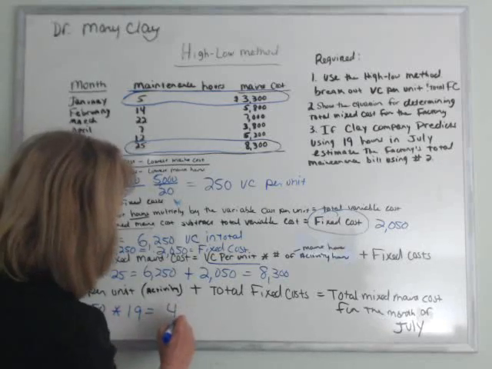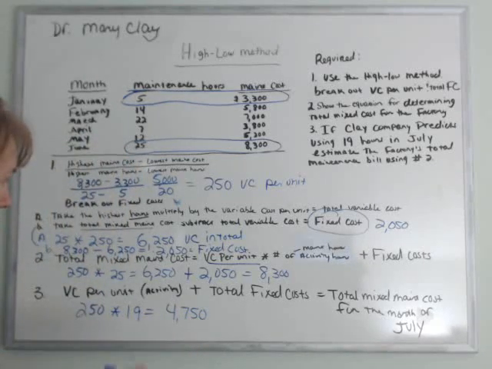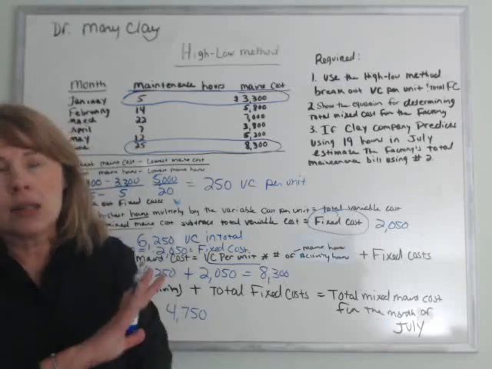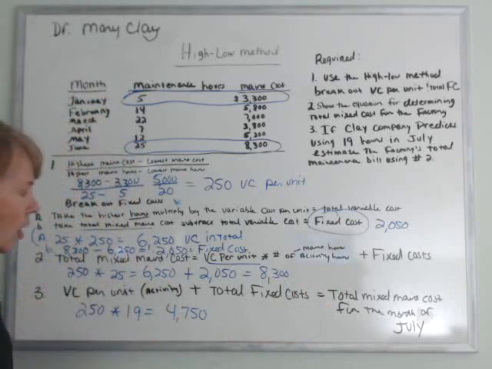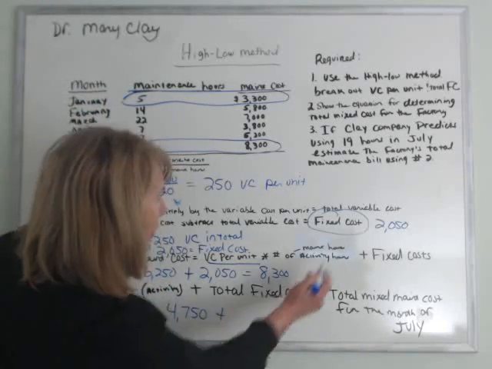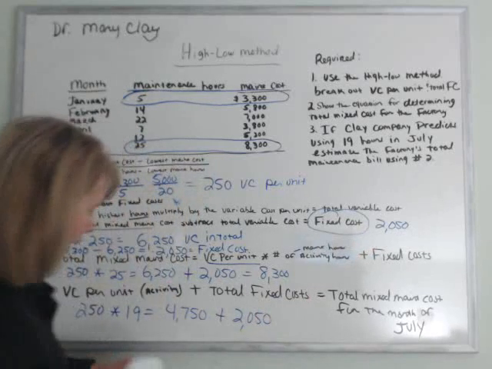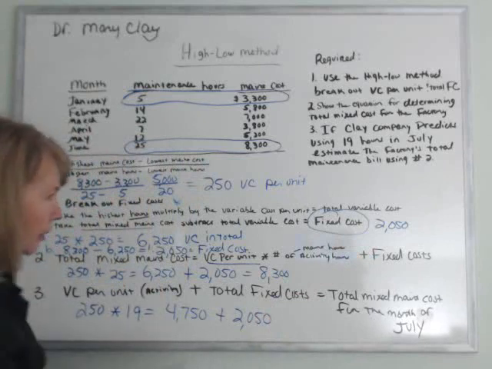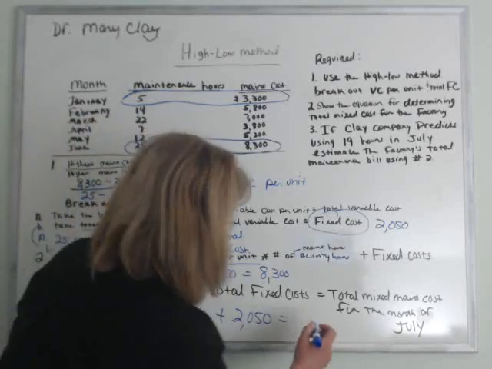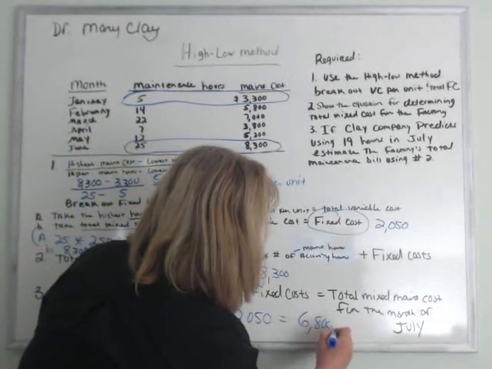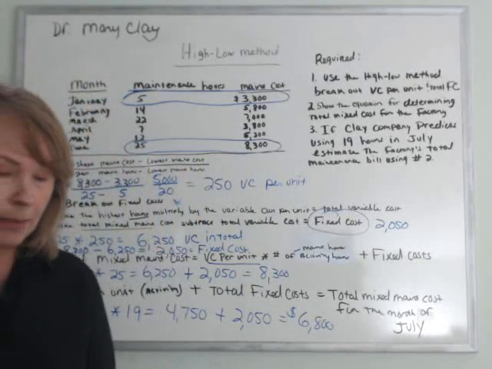And then we're estimating that the total variable costs in number 3 are going to be 4,750. Remember, fixed costs are fixed. That's not going to change. The only piece that's changing is my variable costs. So now I'm going to add in my fixed costs of 2,050, and my total mixed costs in July for this particular problem would equal 6,800. So that's how you do the high-low method used in managerial accounting.